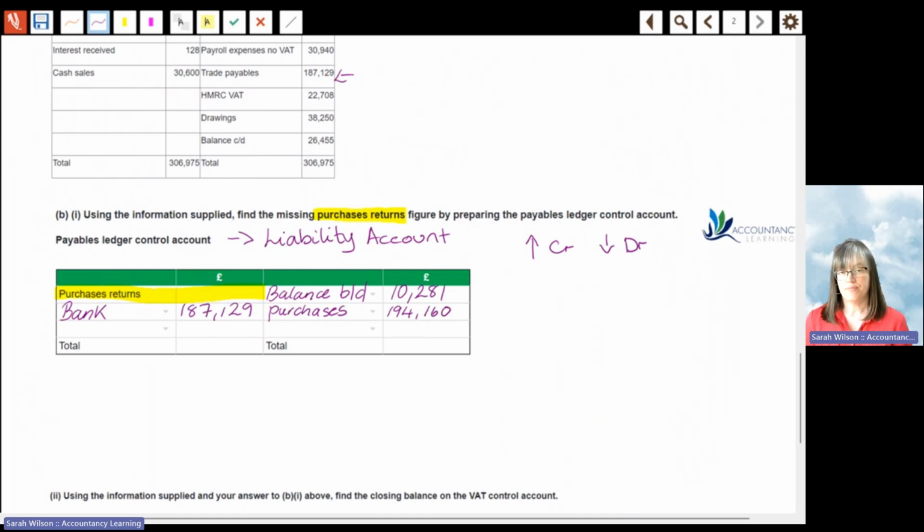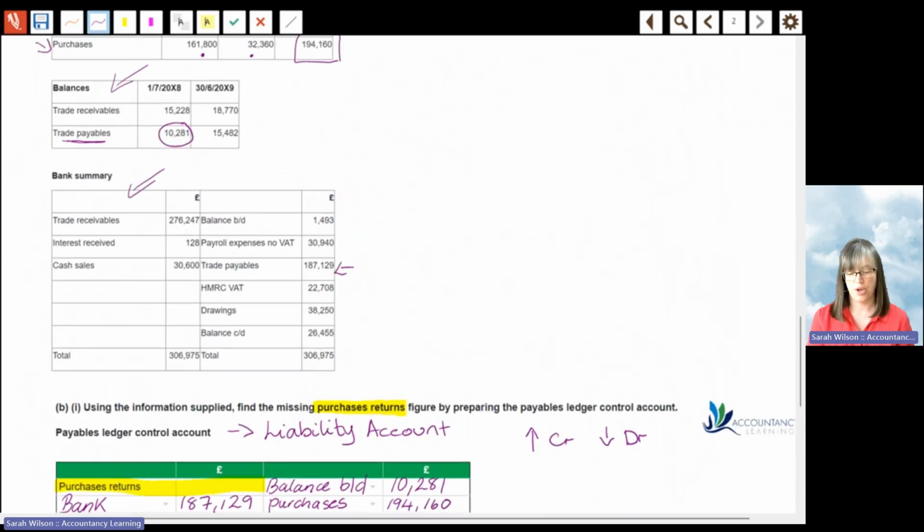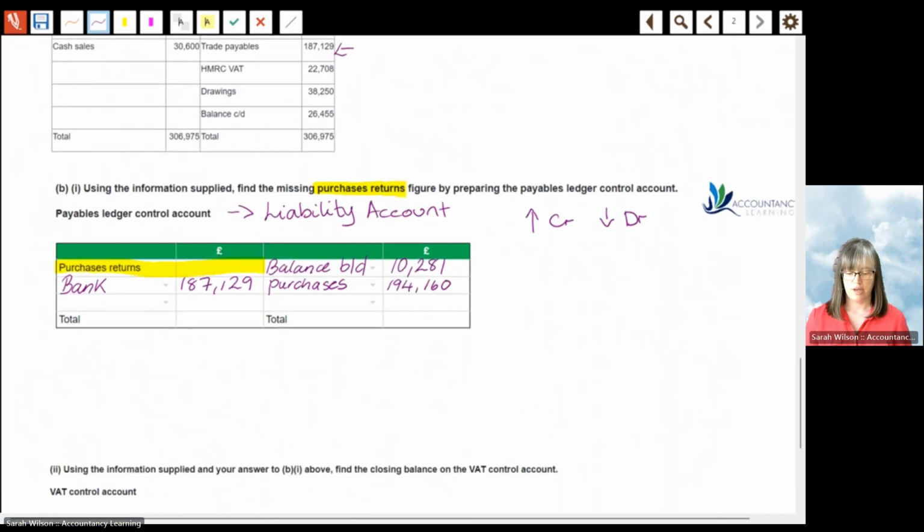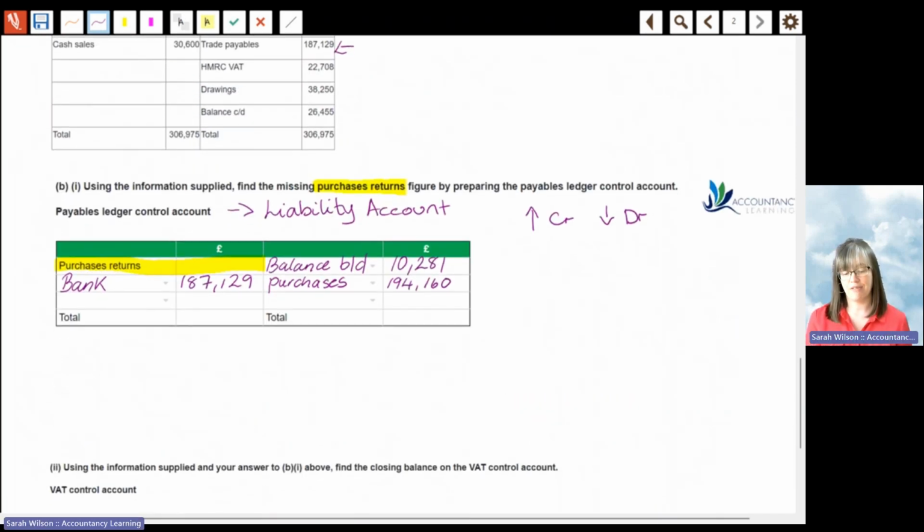And then finally, we can also put in our closing balance, because we're told the closing balance up here. So this is the year end that we're working on, and this is our payables closing balance. So our closing balance is going to be our carried down balance. So you would put your balance carried down on the debit side, because remember, in the next financial period, we move it forward. So it's going to be on the credit side as our brought down balance. So the balance carried down on the debit side of 15,482.